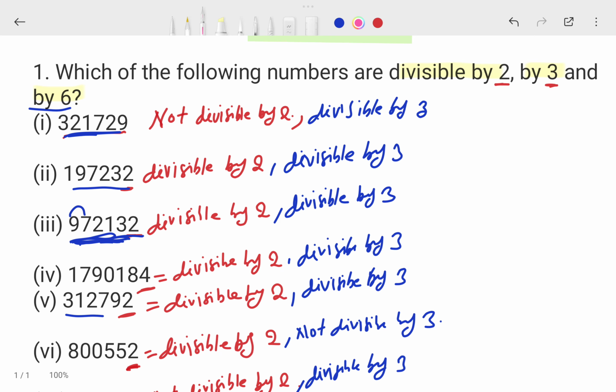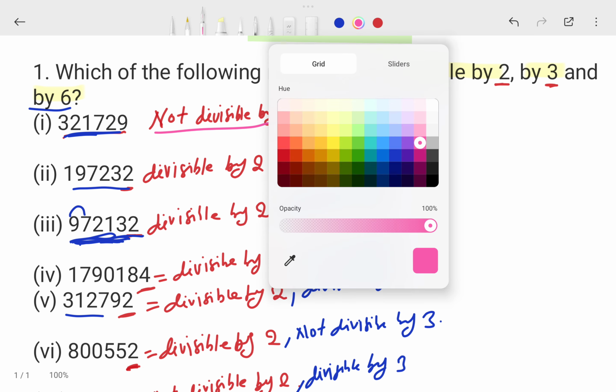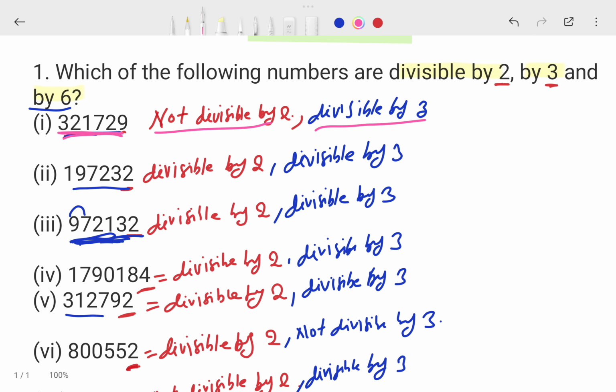So one thing we know, that if any number which is divisible by 2 and which is divisible by 3, if any number which is divisible by 2 and 3, that's going to be divisible by 6. So here we know that this number is not divisible by 2, but it is divisible by 3. It means that this is not divisible by 6.